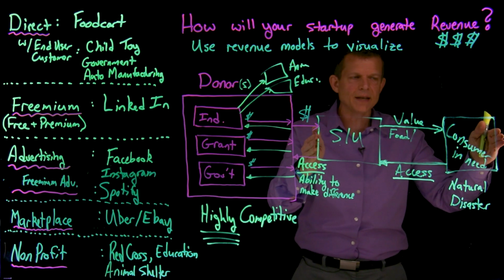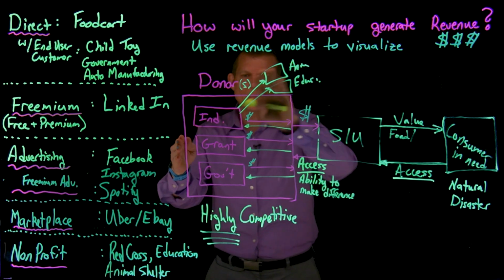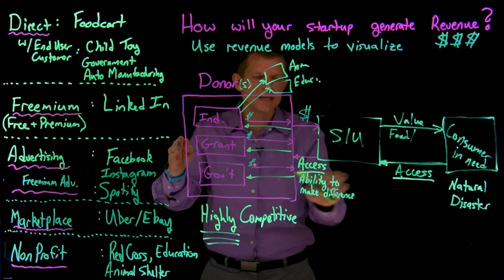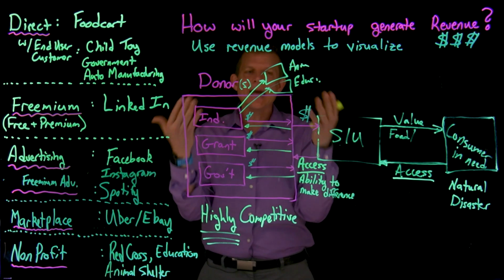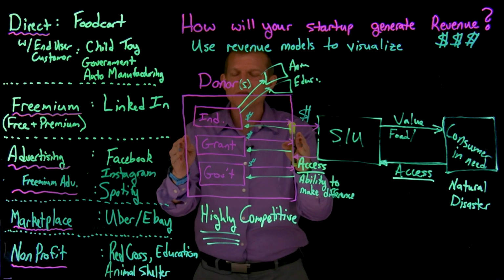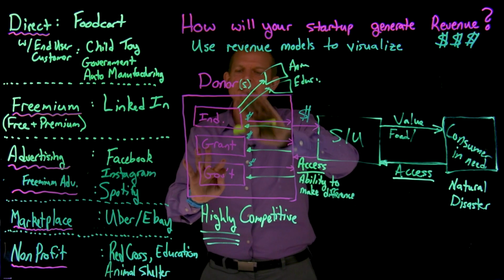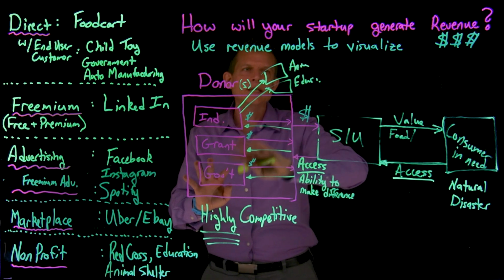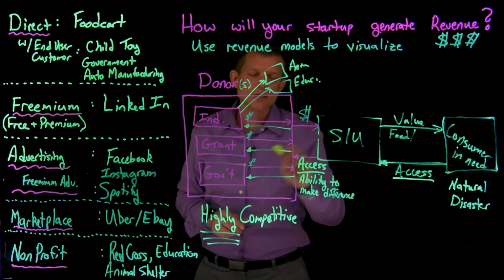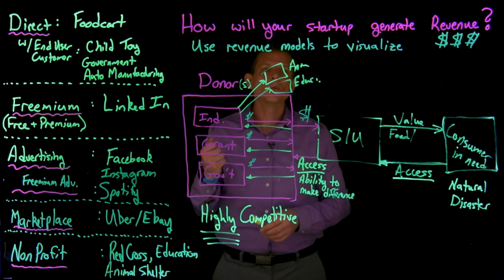This is where you're providing value to the consumer in need. You need to provide value back to the donors through access and the ability to make a difference. And you are competing in a highly competitive marketplace in order to get money, because everybody's giving grants and money to other places, not just the domain you're in. And so that's our nonprofit revenue model.